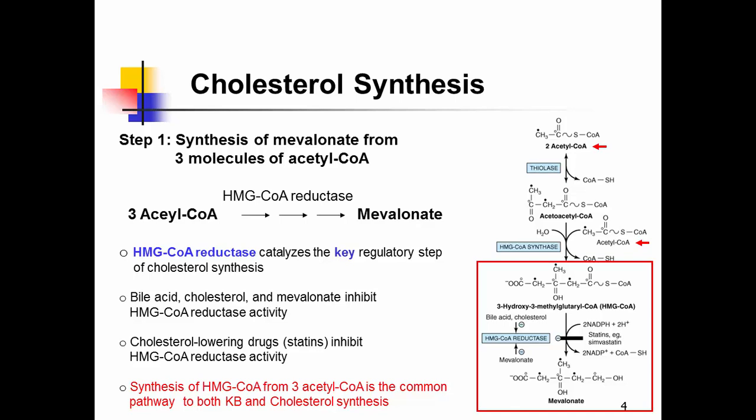There are actually 17 enzymes involved and other stuff. So many, many steps, so just divide into several steps. The first step is synthesis of mevalonate from 3 molecules of acetyl-CoA, right? And in this first step, HMG-CoA reductase is the key enzyme for this step and also for the whole cholesterol synthesis process, right? HMG-CoA reductase, again, is the key enzyme for cholesterol synthesis.